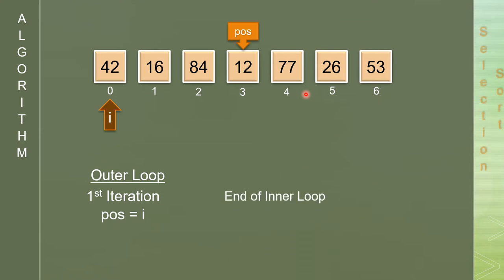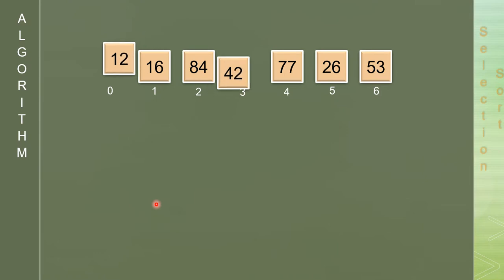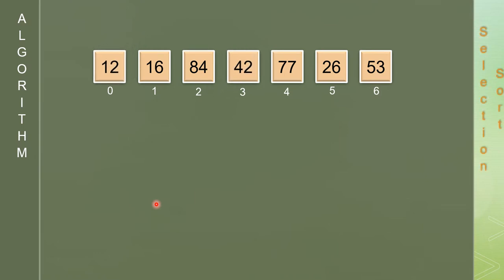So at the end of the inner loop, it knows which is the least value and which is the first element, that is nothing but the i value and the position value. Now you're going to swap these two values. So you're going to swap the least value with the first value. This is what the algorithm says.